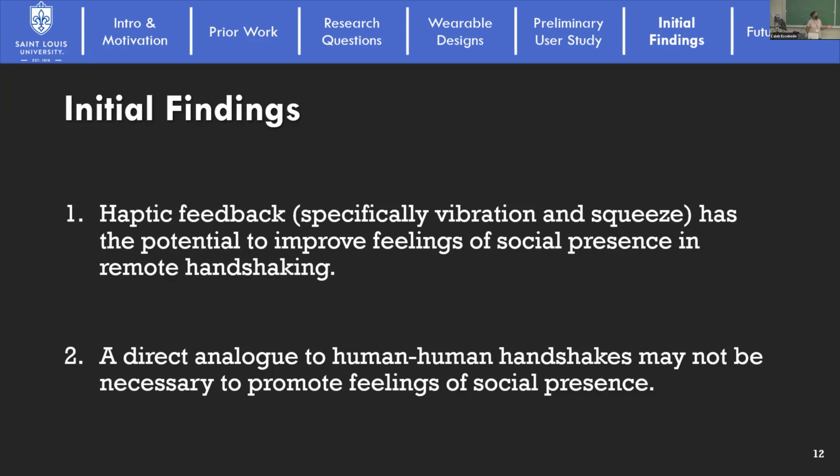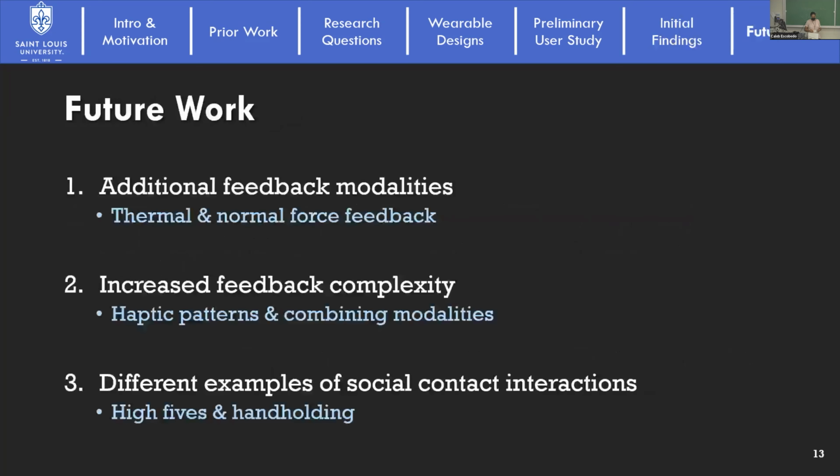But there are also some other things that we'd like to do in the future as well, such as explore other feedback modalities like thermal or normal force feedback, or shear. We also want to increase feedback complexity, so things like haptic patterns or combining different modalities can really affect how social connectedness plays into haptics. And even though this study primarily talks about handshaking, we'd like to see this among other types of social contact interactions like high fives or hand holding or you name it.